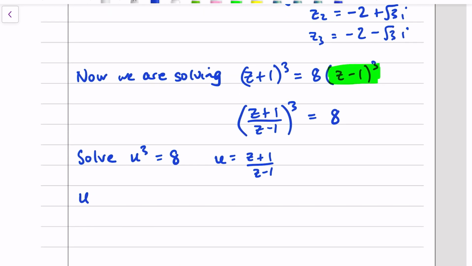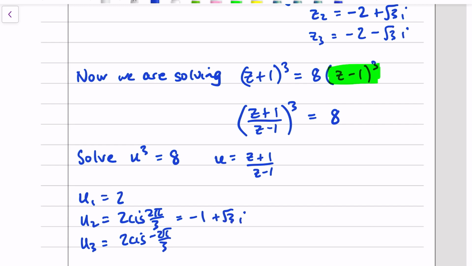Now I've already solved u cubed equals 8. The solutions to that were u1 equals 2, u2 is equal to 2 cis 2 pi over 3, and u3 was 2 cis minus 2 pi over 3. But I'd already converted them into rectangular form. That was minus 1 plus root 3i, and that was minus 1 minus root 3i. So I've got these three solutions. I then need to put these three solutions individually into there and solve a linear equation for z.